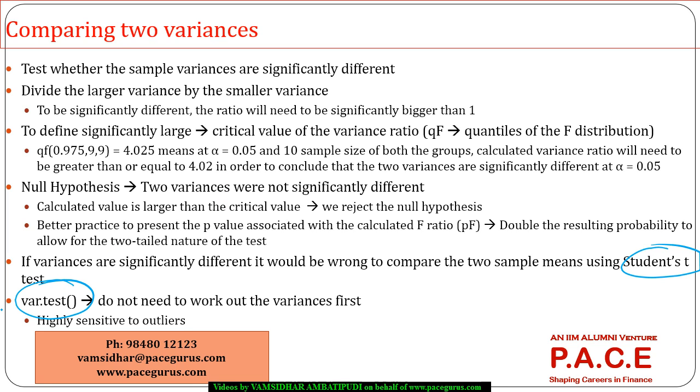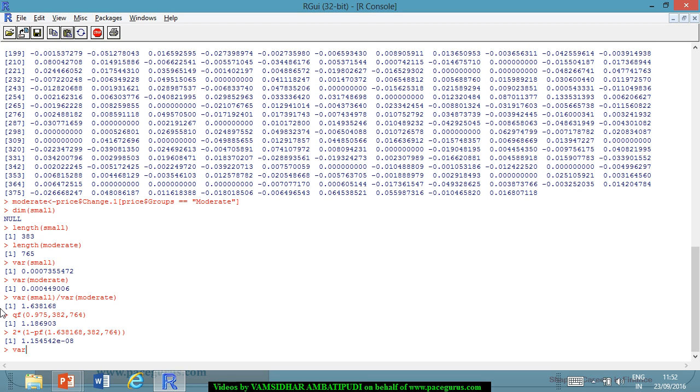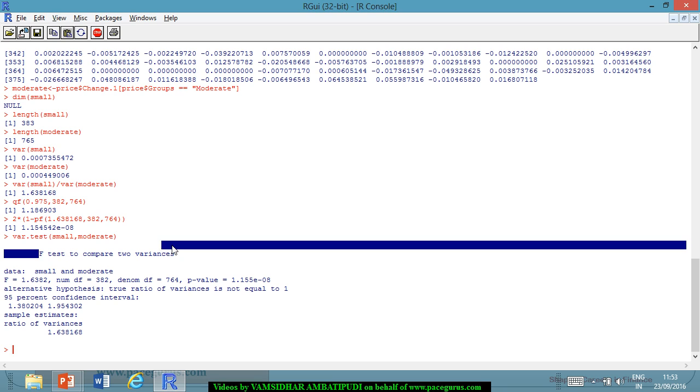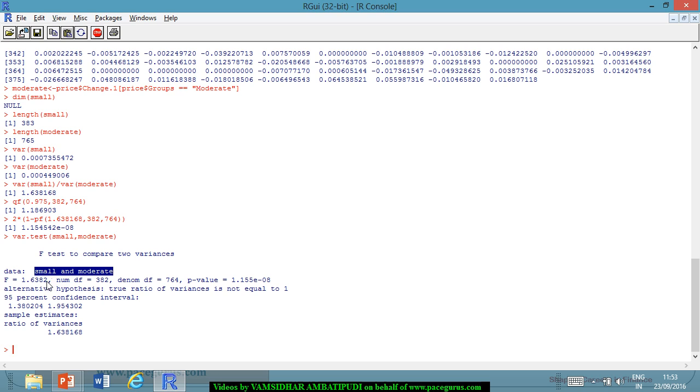Now, the same process that we have done manually, we can very well use the var.test function, wherein I can give the two inputs. So I'll say var.test, I'll give the input as small, comma, moderate. I'll give the two variables, small and moderate. So it is doing an F-test, comparing the variances. The data that it has taken is small and moderate. The F value that it has got is 1.638. That is what we have got through our computation as well. The degrees of freedom for the numerator is 382, one lesser. The degrees of freedom for the denominator is 764, one less than 765. The p-value came out as 1.155 into 10 to the power of minus 8. This is what we have got through our computation using this formula, 2 into 1 minus pf.